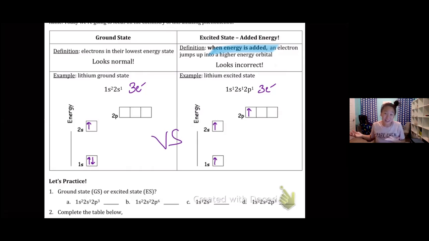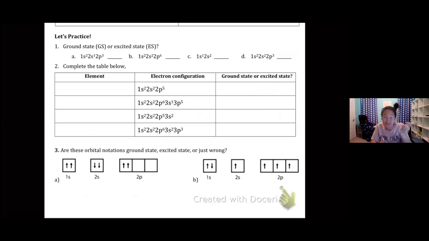Now eventually, you can't be excited forever, it's going to come back down to ground state, but it's going to temporarily look wrong. So it looks incorrect, but it's just a temporary state, and then it comes back to ground state. So your goal is to be able to recognize if they are in excited or ground state. I'm going to do a few examples and then have you practice and do the rest on your own.